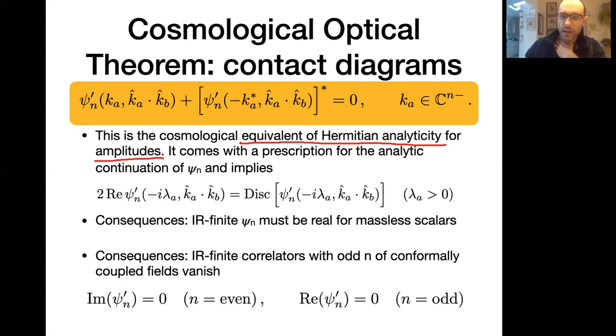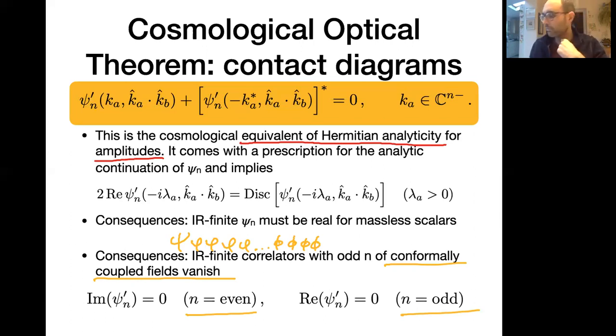It's just a comment. The second comment is that already this has some interesting implications. For example, if you take that expression and apply it to IR finite wave functions for any number of massless scalars and any number of conformally coupled fields. Let me call varphi the conformally coupled ones, and phi the massless ones. Then I claim that this object, because of unitarity, has imaginary part zero when n is even, or real part zero when n is odd. It's something that you can check by doing the calculation. And it's cool that you can see explicitly that it's just a consequence of unitarity. Even though it's pretty simple at this level, because we are still at contact level, it still has non-trivial implications.